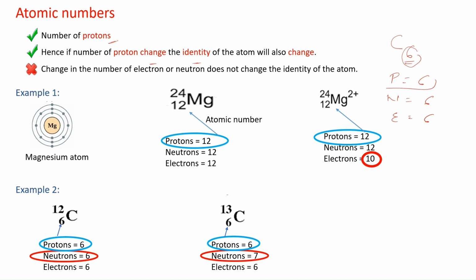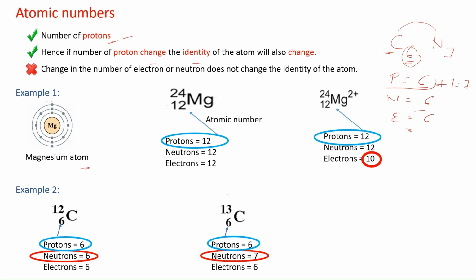So if we change the proton number, the identity of the element will change. For example, nitrogen is 7 because it contains 7 protons, correct? So when the number of protons changes by plus 1, from 6 to 7, the identity also changes from carbon to nitrogen. So what are atomic numbers? The atomic number depends upon the number of protons and it represents the identity of an element. Now, if we change the number of electrons or neutrons, it does not affect the identity of an element.